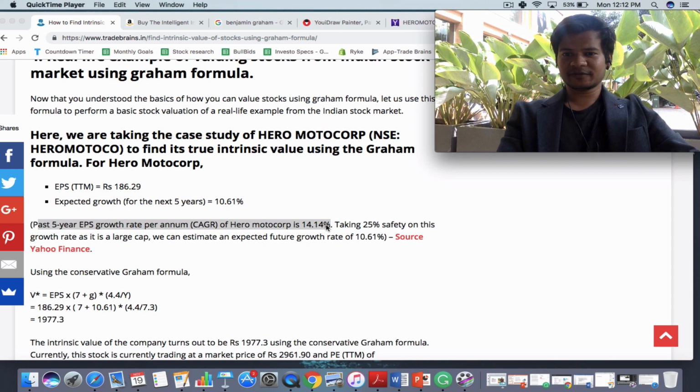But being a conservative investor, we have to take some margin of safety. So here we are taking a 25% margin of safety in the growth rate. If you take a 25% discount on the growth rate, it will turn out to be 10.61%. So you can consider 10.61% as a conservative growth rate for the next 5-7 years for Hero MotoCorp.